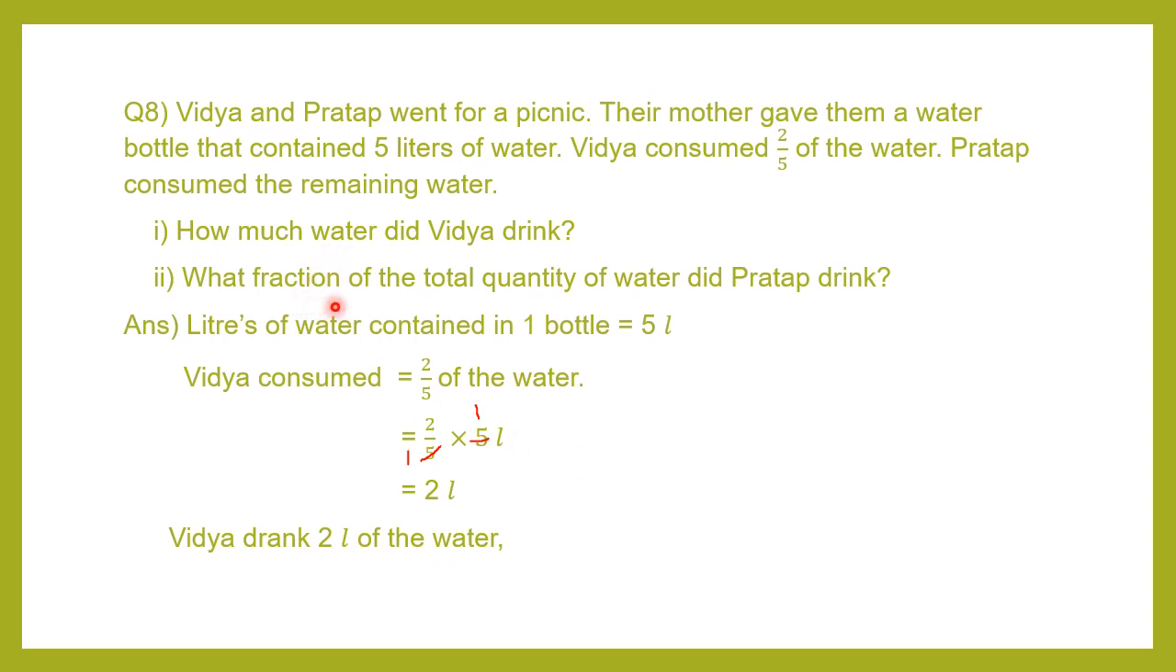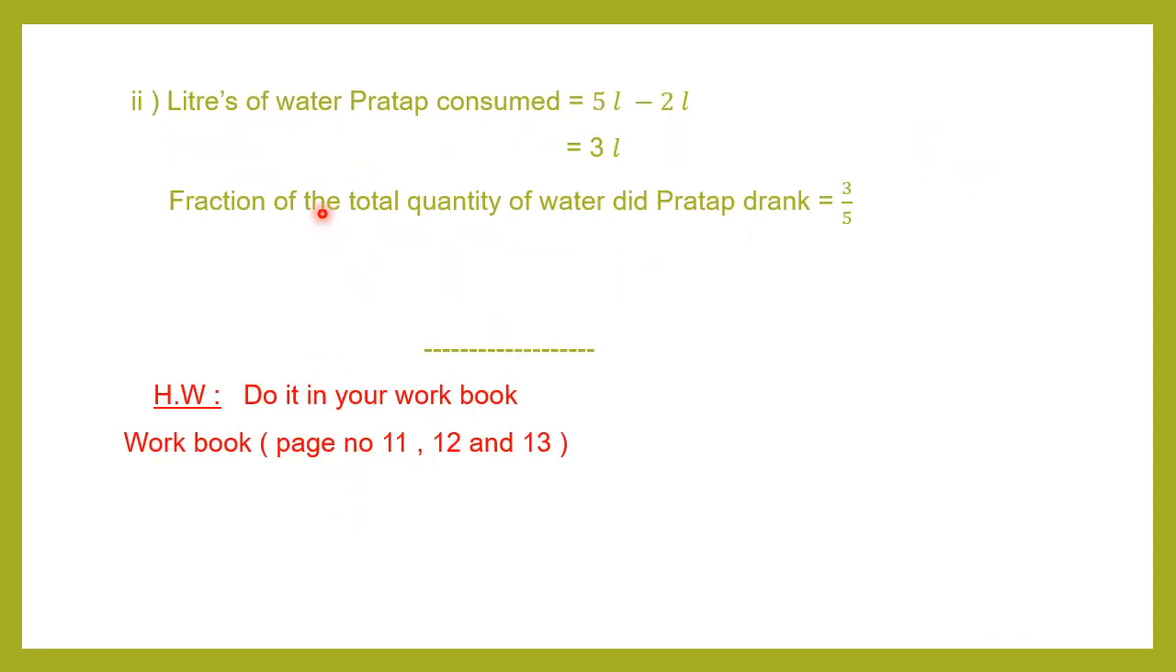The next question is, what fraction of the total quantity of water did Pratap drink? So there are 5 liters of water in a bottle, and how much did Vidya consume? She consumed 2 liters of water. So how much remaining? 5 liter minus 2 liter. So the answer is 3 liters. So 3 liters of water consumed by who? Pratap. Okay, so Pratap consumed 3 liters of water. Next, liters of water Pratap consumed, that is total 5 liter minus how much Vidya consumed? 2 liters. So 5 liter minus 2 liter, that is 3 liters.